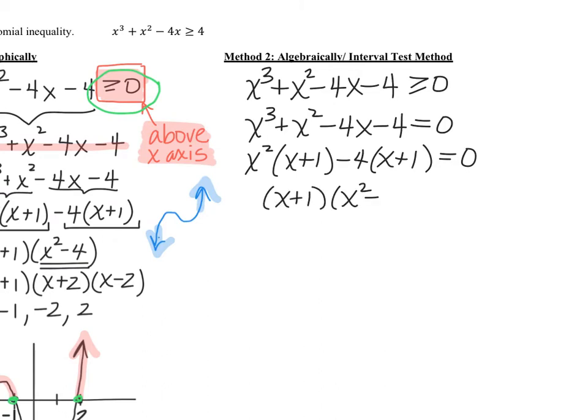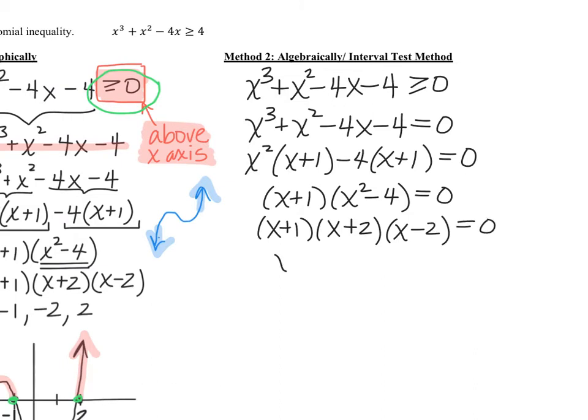And at this point, you're probably realizing that the algebra looks the same so far, and it absolutely is. If I continue to factor the difference of perfect squares, so I factor x squared minus 4 into x plus 2 times x minus 2, and I still get these zeros to be -1, -2, and 2. So far, the work really does not look any different.